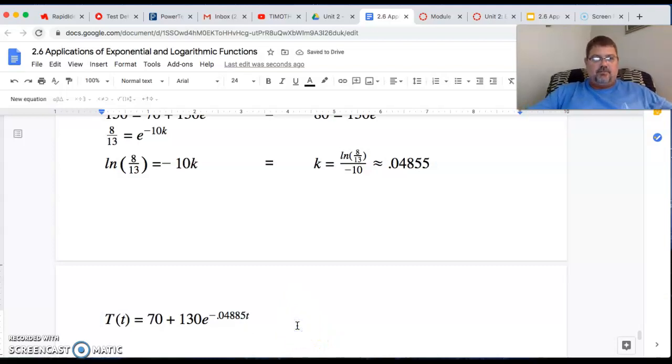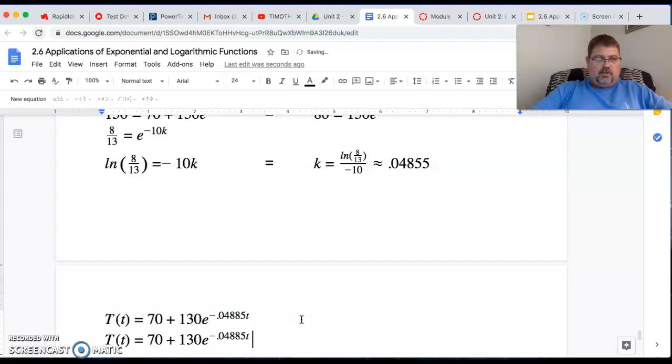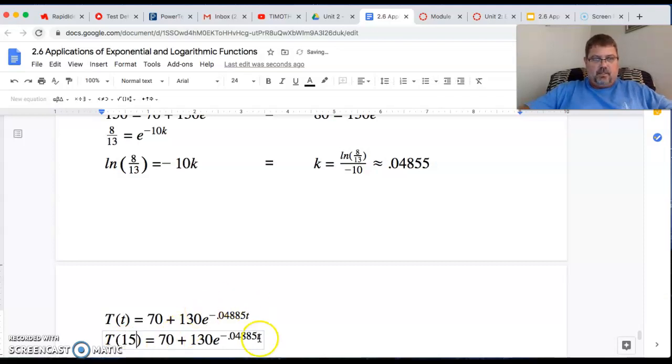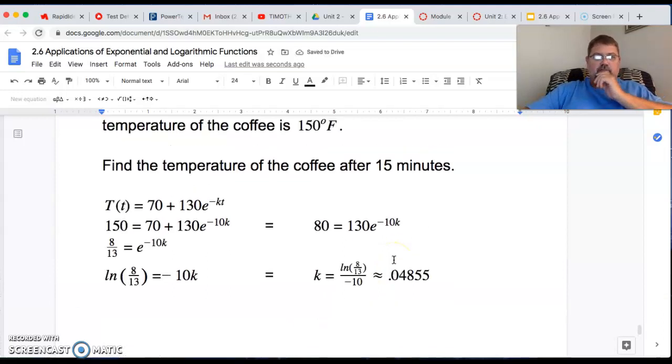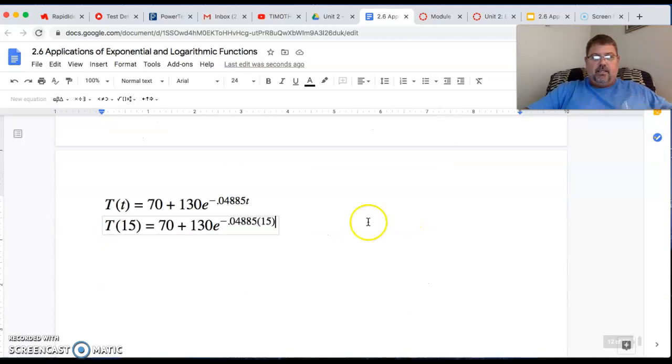We know our constant. And finally, to answer their final question, they want to know what is T of 15, right? And that means we just replace our T with 15. And like I said, we did all the work up front. Remember, this is a function of minutes. And that is going to be approximately, get my favorite little symbol back out here.